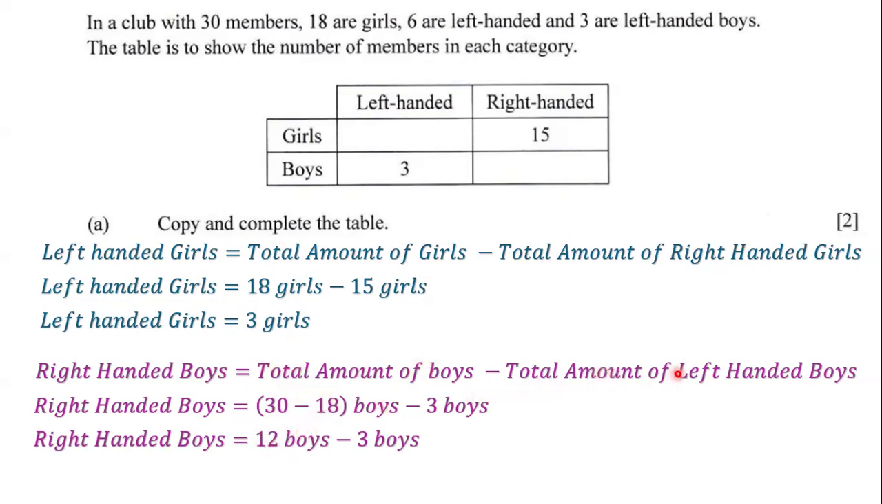Now the total amount of left-handed boys is 3. So there are 3 boys that are left-handed. And so if we want to figure out the amount of right-handed boys, we just have to say 12 boys minus 3. And 12 minus 3 is definitely 9 boys. So there are 9 boys that are right-handed. And so that means that here, this is 3 girls that are left-handed. And here, this is 9 boys that are right-handed. And that's how we complete this table.